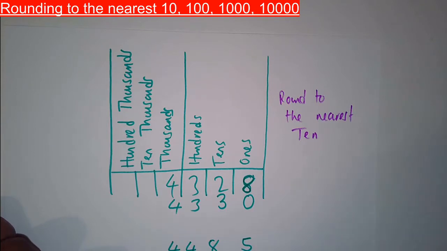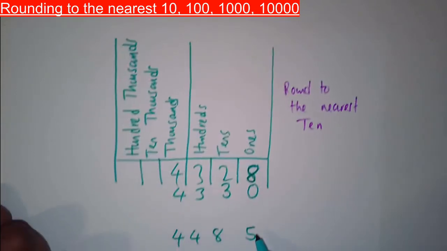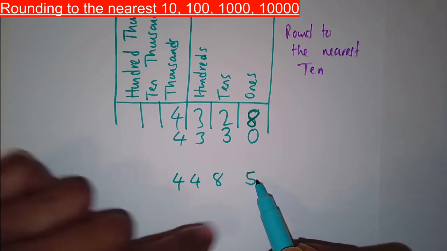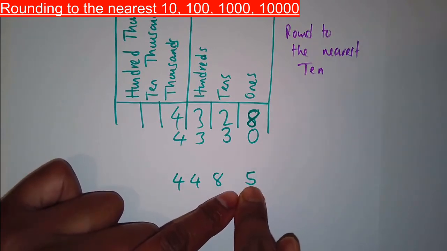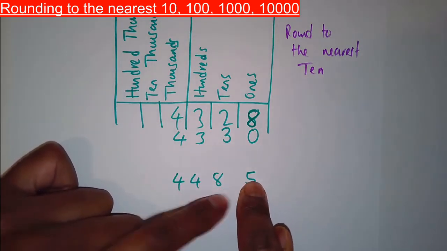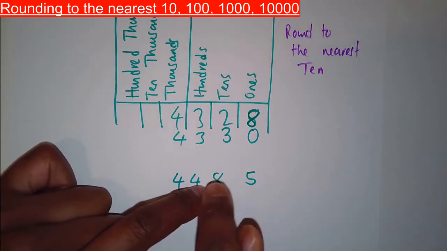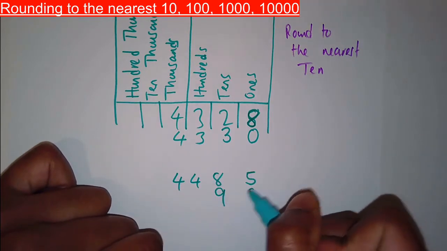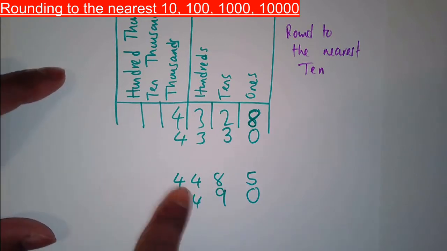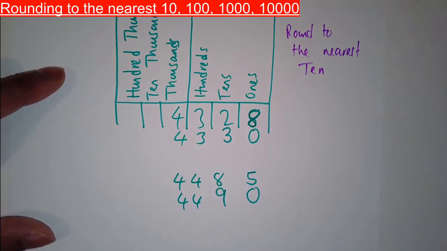Right, I'm going to round this to the nearest 10, so you look at the ones column. You look at the ones column, ask yourself a question, is it 5 or more? Well, it is 5, so yes, the answer is yes. So the 8 will become a 9, don't forget the 0, and then copy all the other numbers on the left hand side, or however many numbers there are on the left hand side. Let's try another one.